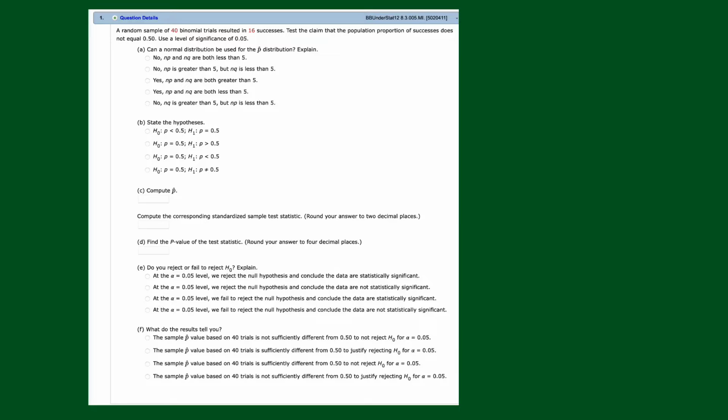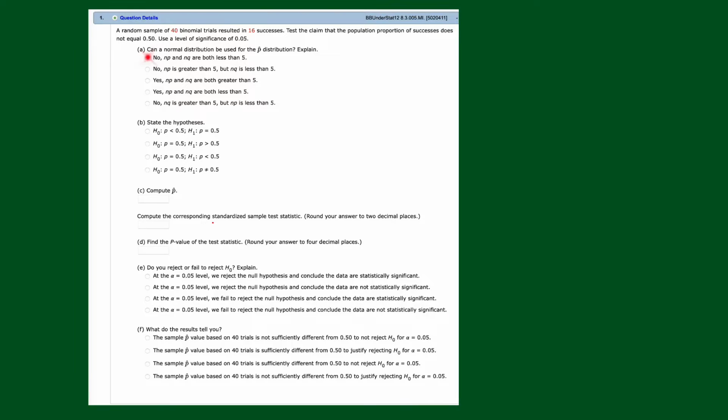We're here in section 8.3, problem number 1. We've got a random sample of 40 binomial trials, and they resulted in 16 successes. Test the claim that the population proportion of successes does not equal 0.5, a two-tailed test, right? All right, so let's see, and use 0.05.